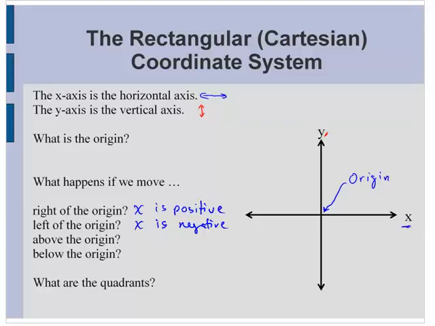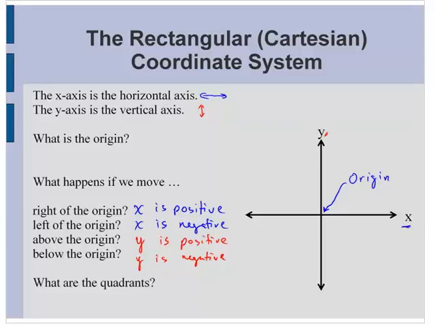If we move above the origin, the y value changes. And we say above the origin, y is positive. And if we are below the origin, y is negative. Alright, so as we move further up, the y value increases, becomes more positive, and as we move down, the y value decreases, becomes more negative.